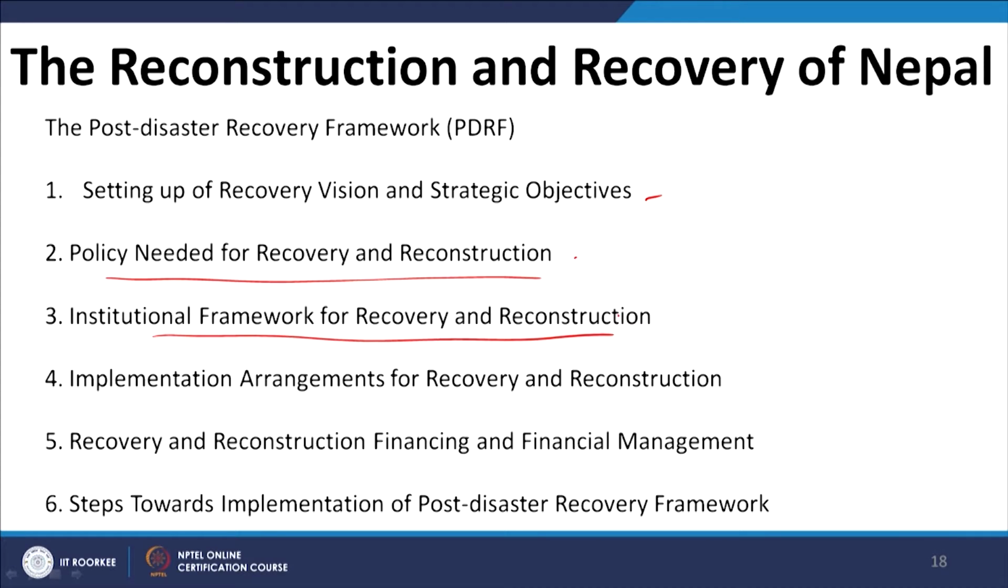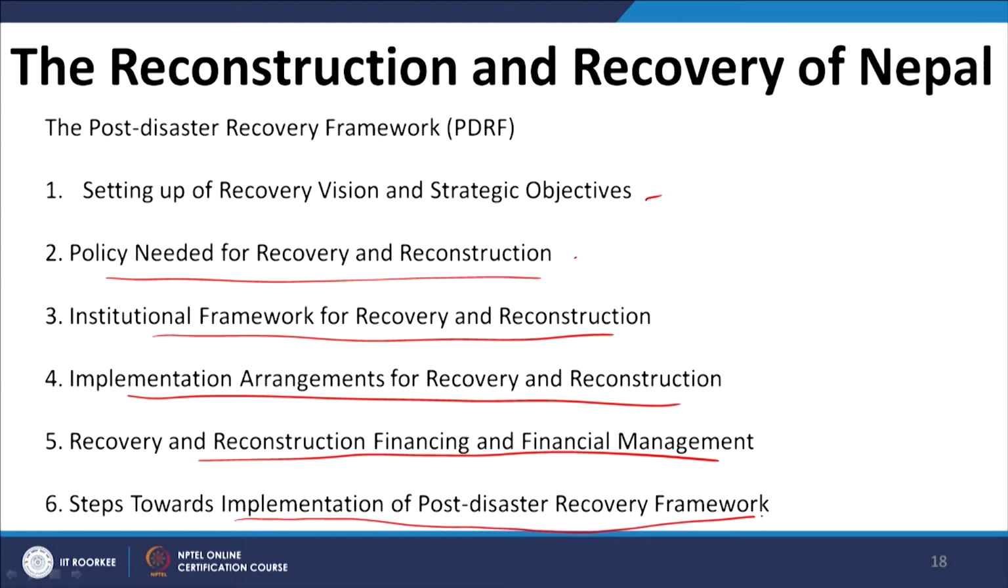There is also the institutional framework for recovery and reconstruction. So, how the institutional setup can actually be advocated through a management process. And this is where the implementation arrangements for recovery and reconstruction come in. And one of the foremost parts is how to finance it, the financing and the financial management of it, right? In many cases after a disaster, we keep hearing a lot of discussions on how different political institutions mismanage the funds and how to deliver these funds, how to deliberate on it, and how to negotiate these things, how to bring harmony in the process. And this is where the steps towards the implementation of the PDRF, the post-disaster recovery framework, come in. So these are all the different stages, the 6 steps for implementation.